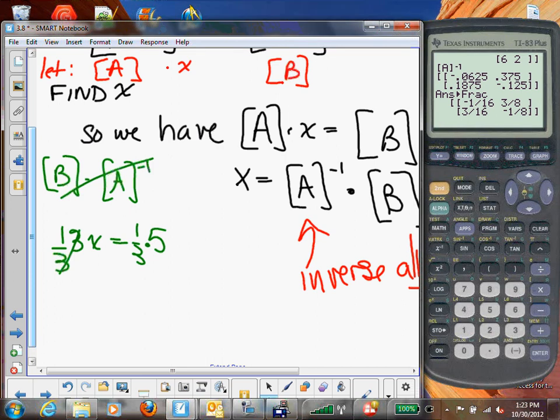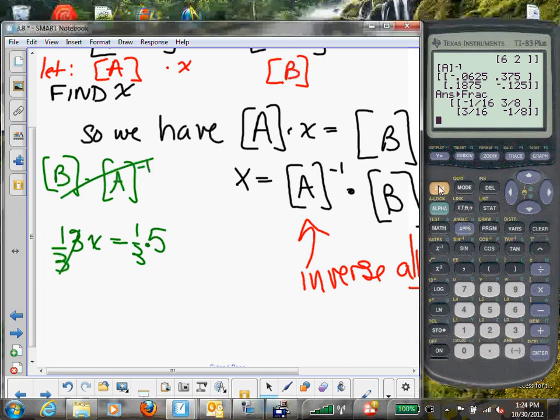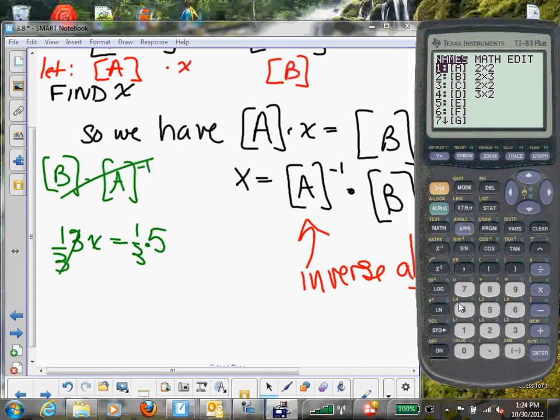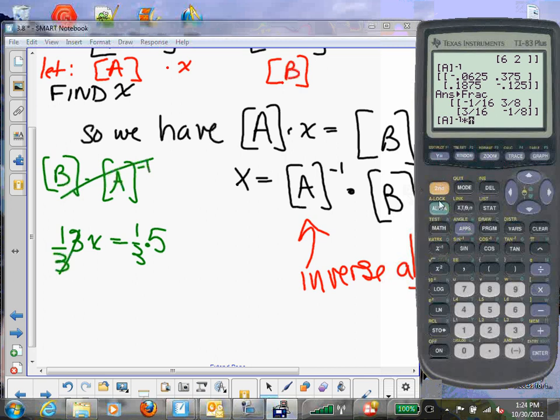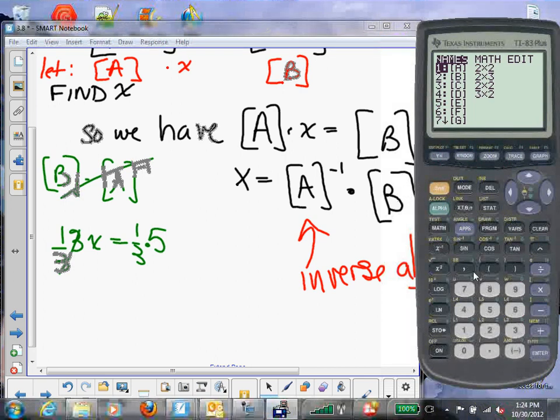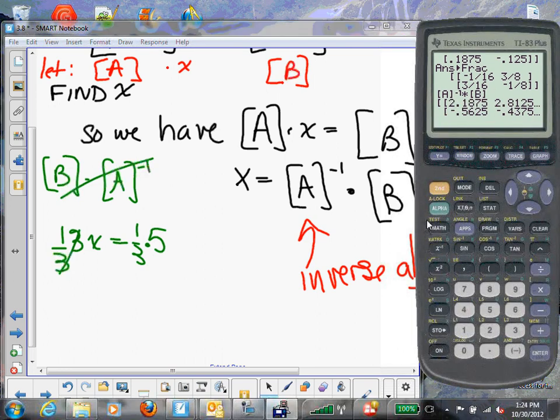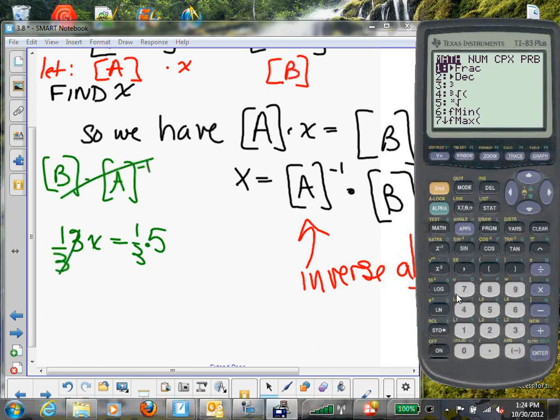Okay? So we're just going to do this on our calculator. We're going to say second matrix. I want the A, and I want it to be negative 1 because I have to use the inverse. And then I'm going to multiply it, so times second matrix 2. You should be doing this with me. And so I get this, which then I want to turn into a fraction.